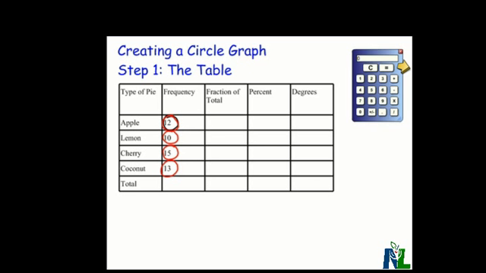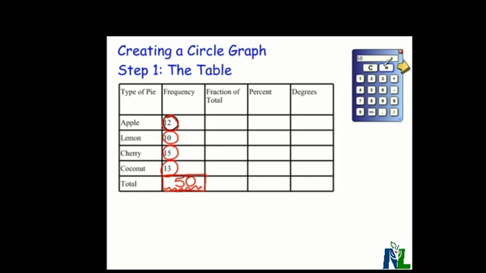So the very first thing that you need to do is find the total frequency. You can do that using your calculator. You just add up the frequency, so 12 plus 10 plus 15 plus 13. And our total is 50. So we write that in. Our total frequency is 50, which means there were 50 people surveyed or questioned about their favorite type of pie. Now that piece of information is very important. We need that in order to figure out the rest of the table.